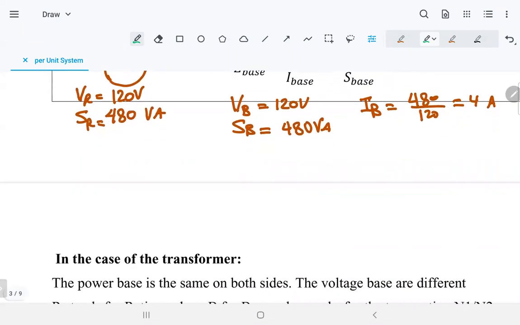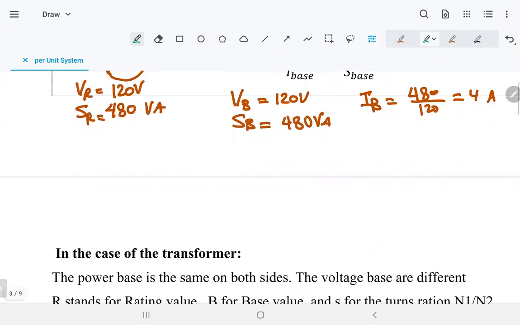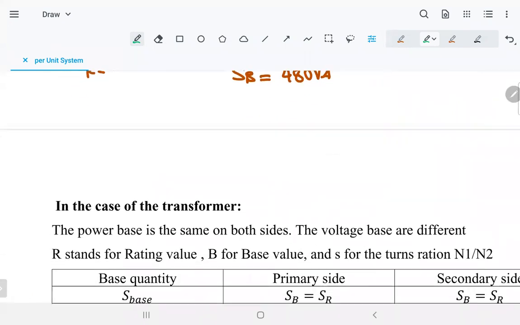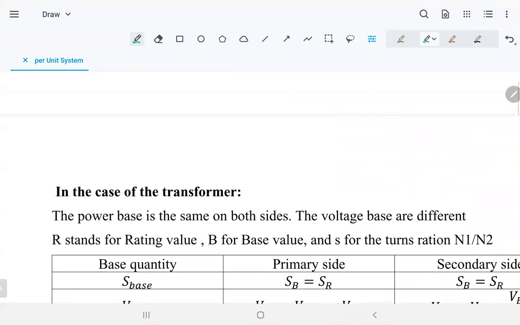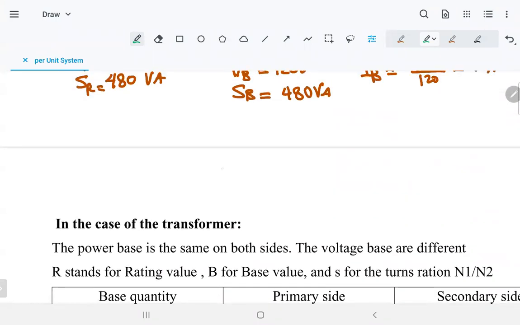For a transformer, we'll have a slight change, because in a transformer you have two sides. If you have a transformer, usually in a one line diagram, that's the transformer. And the base for the power is the same, because the power on both sides is the same. When you look at the transformer, it's 120 volt by 1200 volt. So it gives you voltage on both sides, but the power is only one quantity. So S base is one quantity for the transformer.